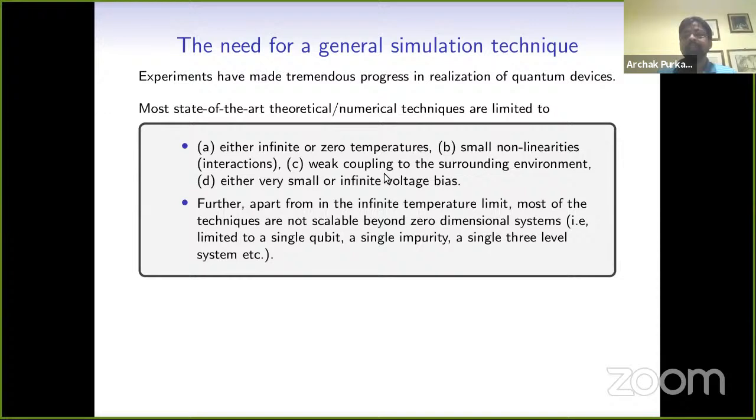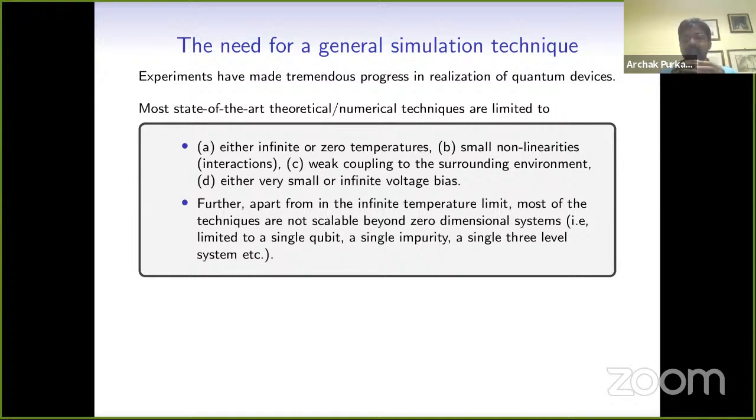Then you can assume weak coupling to the environment, which is not always true. Like in the molecular junction that I showed, these couplings are usually strong in experiments. And very small voltage bias or very large voltage bias, like the linear response regime or infinite voltage bias, these kinds of things one can do. Most state-of-the-art numerical and analytical techniques are like this. And apart from this, even the things that exist, most of them are not scalable to large systems. They are limited to a single qubit, a single impurity, and so on.